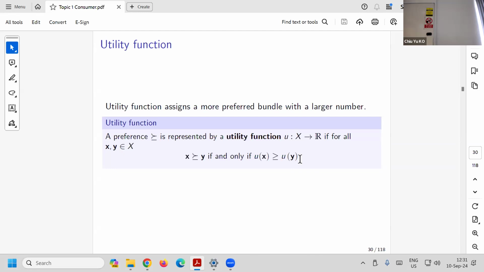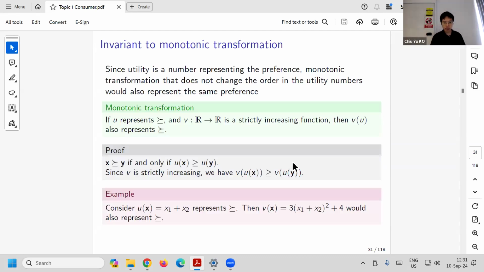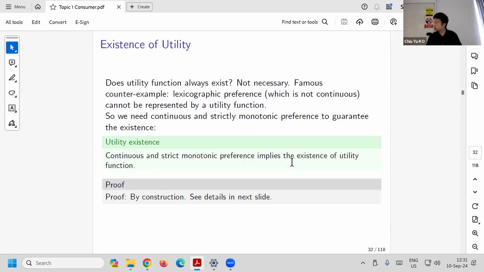So that would be lexicographic, all right? So it really depends. But this is the proof we did, right? The simple proof for how we prove the existence of a utility function if you have continuous and monotone preferences.